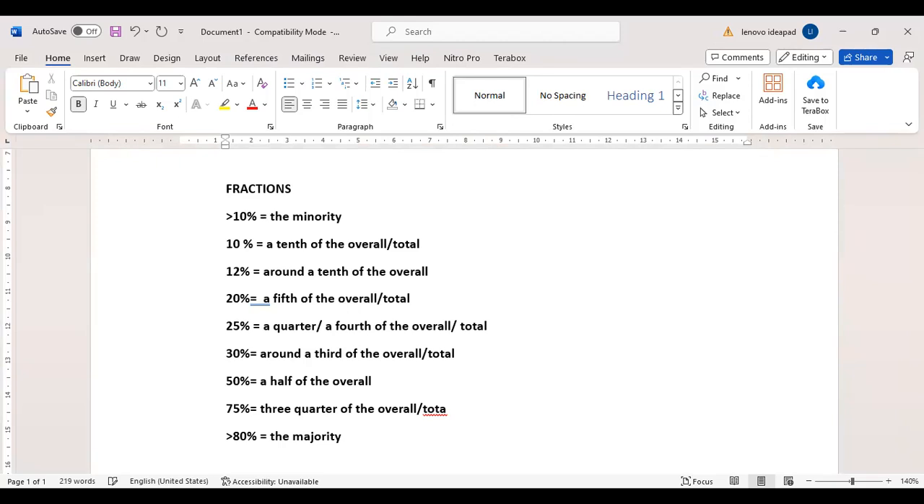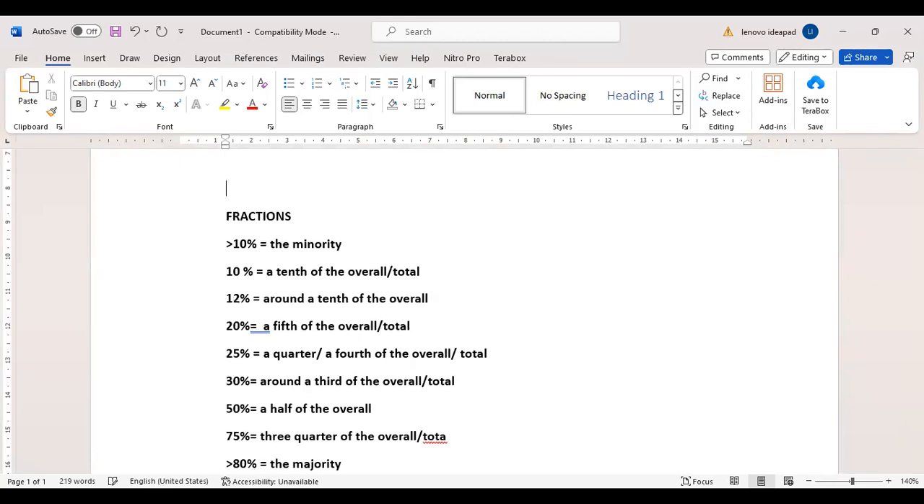Oh, another one. What is the other word for percentages? What is the synonym of percentages? Anyone? Correct, Chitra. It's proportion. So in other words, you will not say the percentage of this item, you can use the proportion of this item.